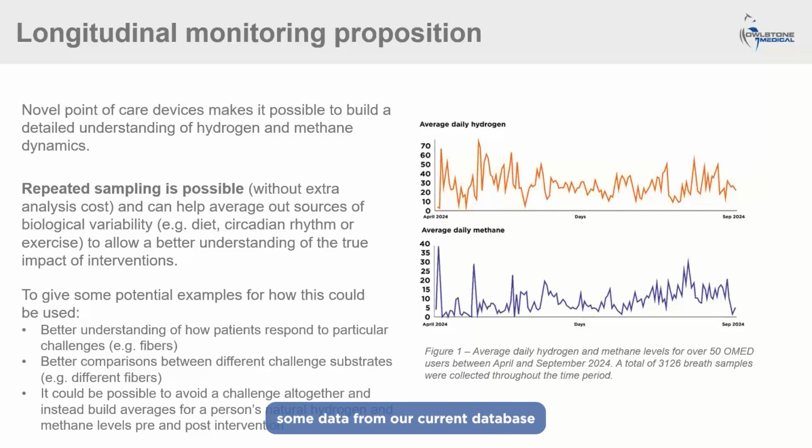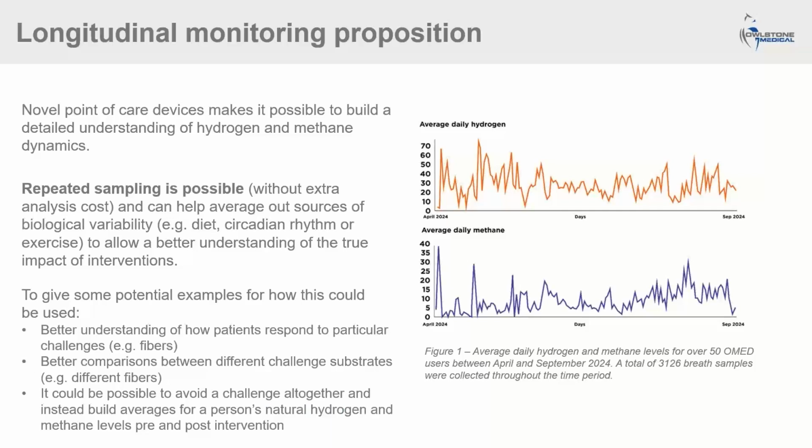To give you an indication of what hydrogen and methane values look like over time, I've plotted here on the right some data from our current database of breath samples using our OMED portable device. This shows you the variability of hydrogen and methane of circa 50 individuals over the course of 6 months, and it constitutes roughly just over 3,000 breath samples. And as you can see, there's a lot of variability on a given day.